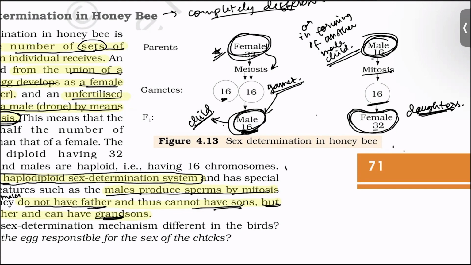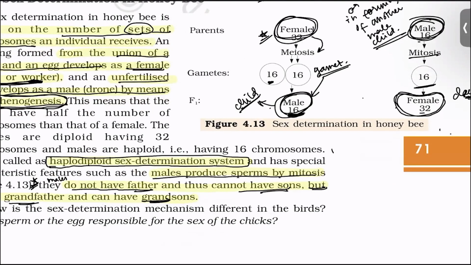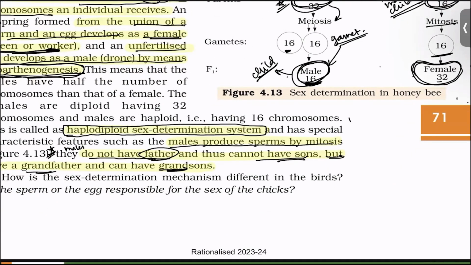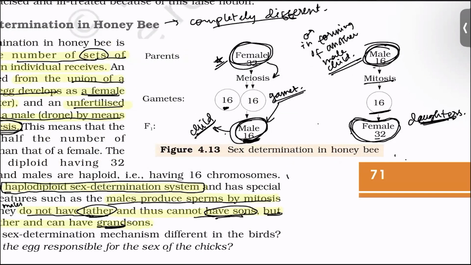And that's why it is written that males do not have a father and cannot have sons, but have a grandfather and grandsons. So this female is formed by fertilization. So half of the genes are coming from the female, and half of the genes are coming from the male. So here's an involvement of a male, and this is a generation before. So what do we call it? It will be a grandfather.